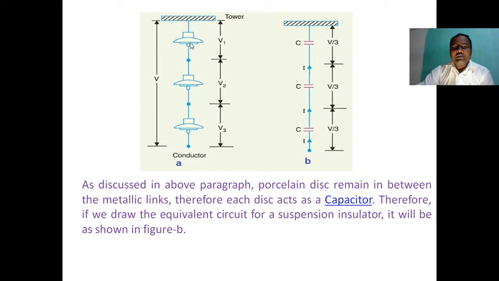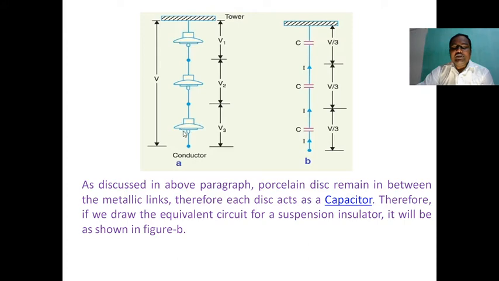So these are the suspension type insulators. The number of insulators is 3. V is the voltage distribution across the string. The voltage distribution across the string is V3, V2 and V1. This is a tower. Normally this is a conductor. The disc nearest to the conductor is called V3.